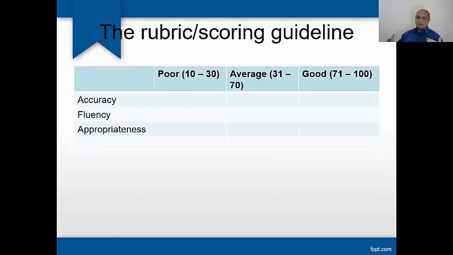And then you can total them, you can average them. You can average the score, and then you come to the final score. Okay, so that's an example of a rubric or scoring guideline for testing speaking.